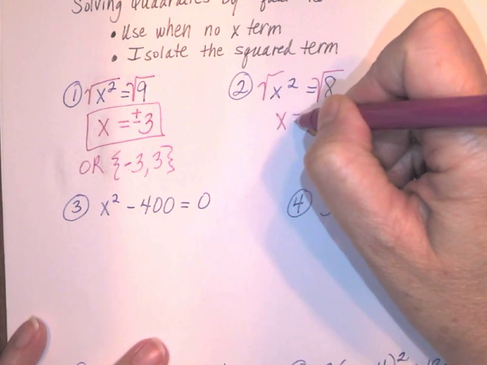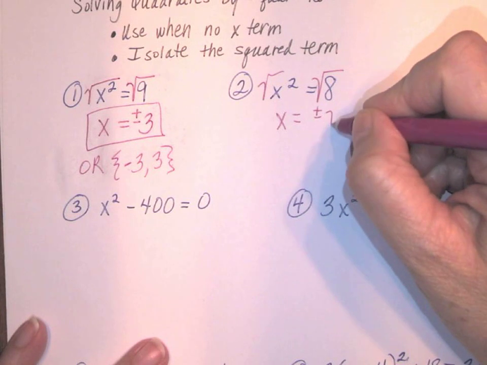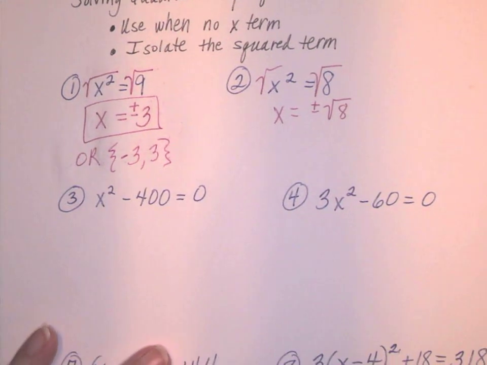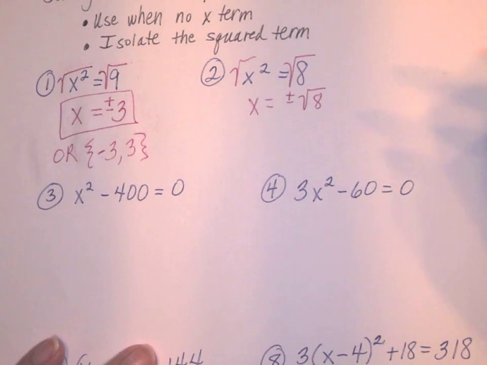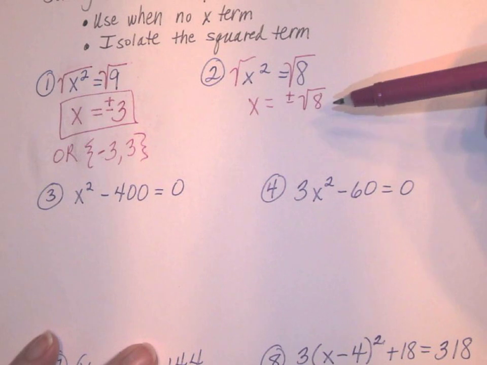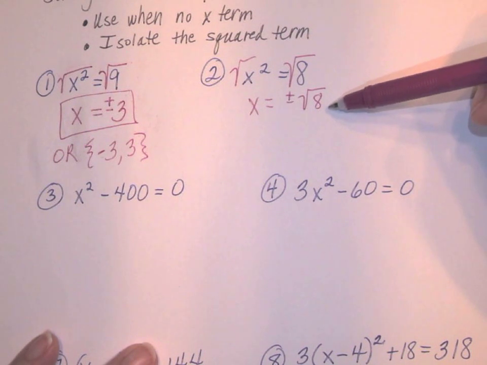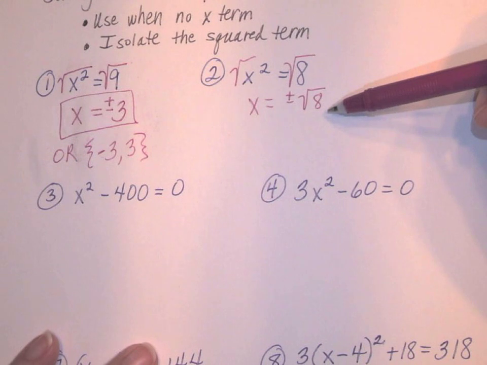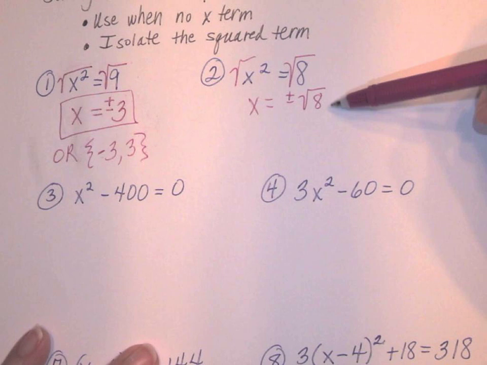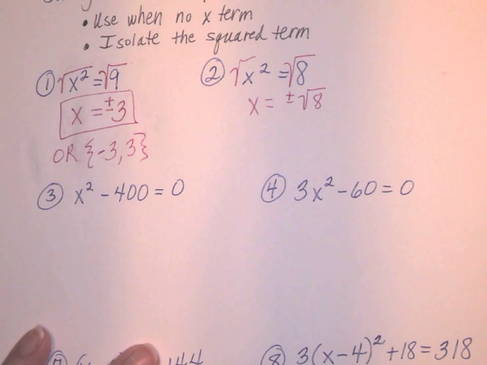That gets me x is positive or negative square root of 8. Now, square root of 8 is not a perfect square, and remember how we talked about we want to simplify this radical and not change it into a messy decimal. We want to simplify it. I'm also going to add a video on how to simplify those in case you don't remember.